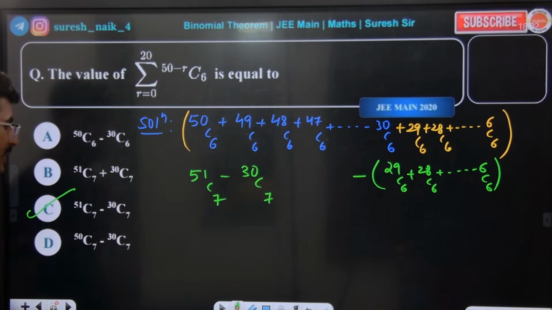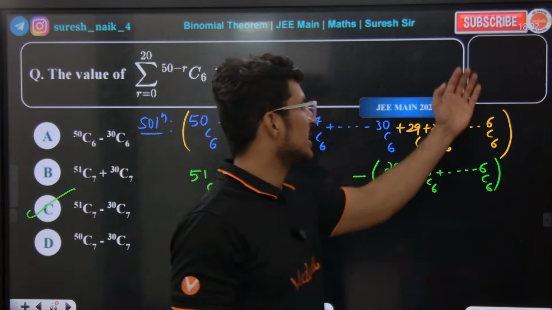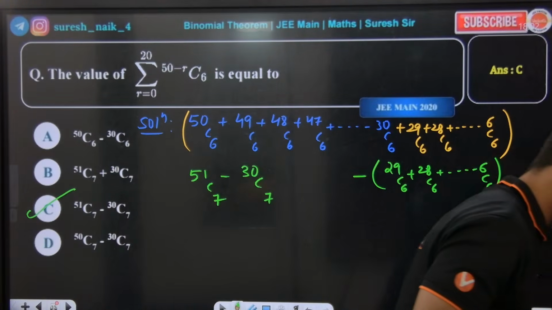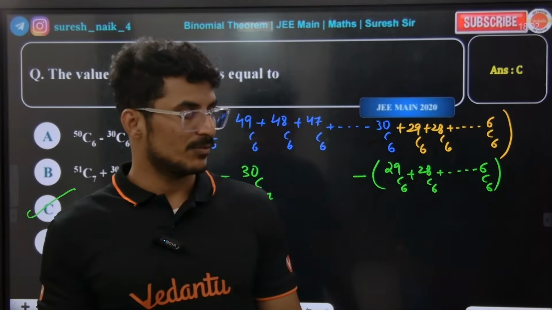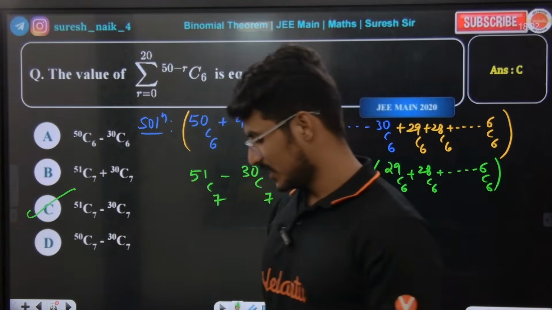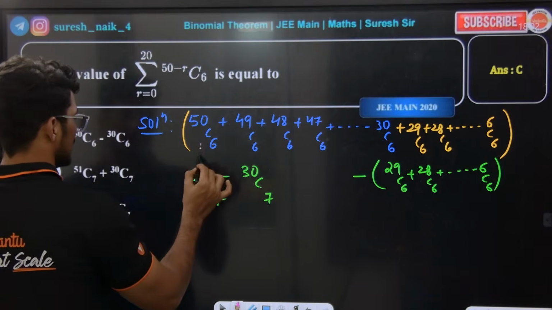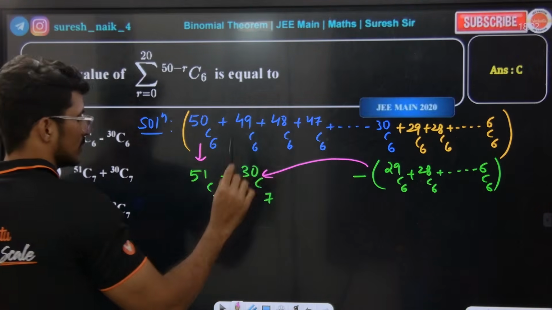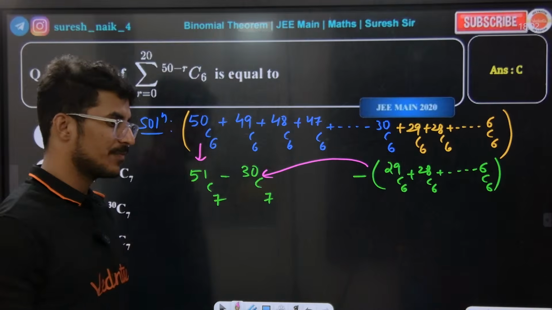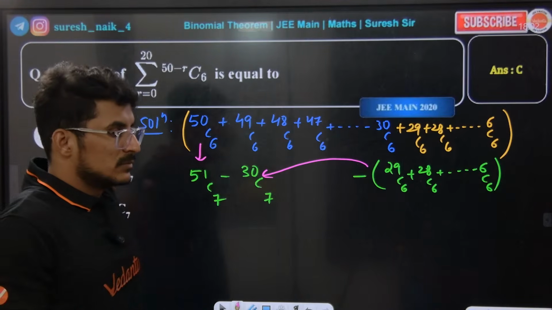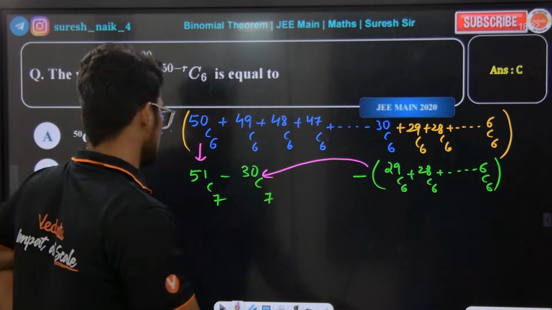C for Chintu is the right answer. Understood? Super. So this is the answer for this question.